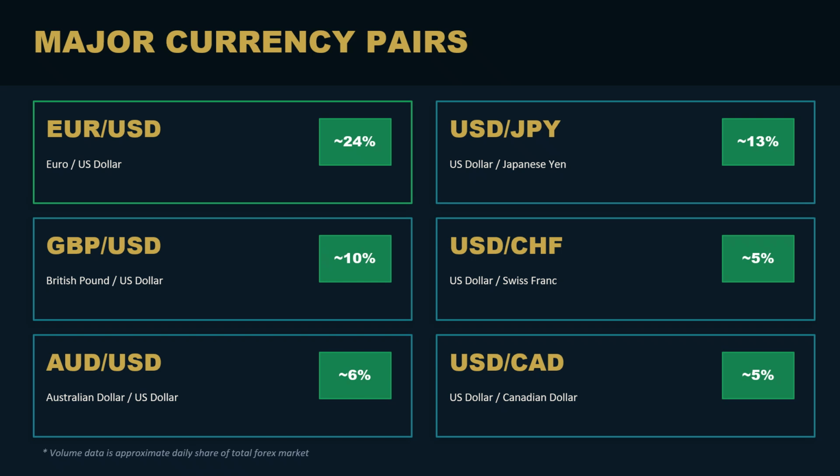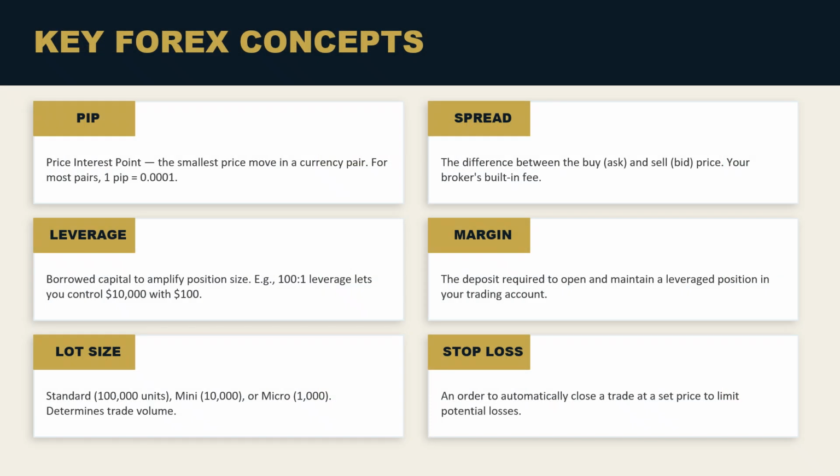As a beginner, I strongly recommend you start by focusing on just one or two of these major pairs. They have the most predictable patterns, the most analysis available, and are generally the most cost-effective to trade due to their low spreads. Before we go any further, we need to establish a common language.